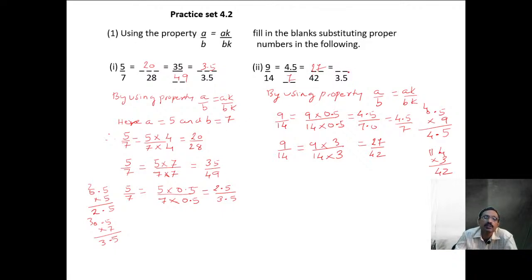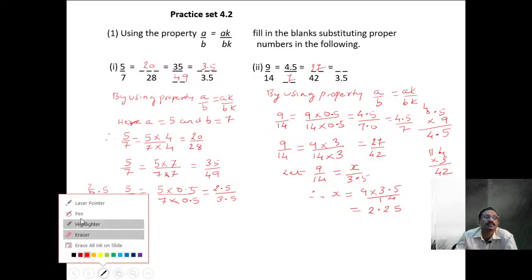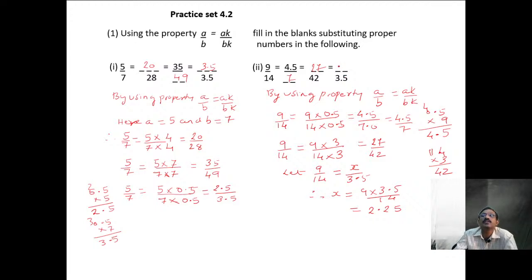To find this, let 9 upon 14 is equal to x upon 3.5. Let us call it x. Therefore, keep x on one side. We have 9 into 3.5 upon 14, which is equal to, now when you multiply this, you get 2.25. So here the answer we get is 2.25.